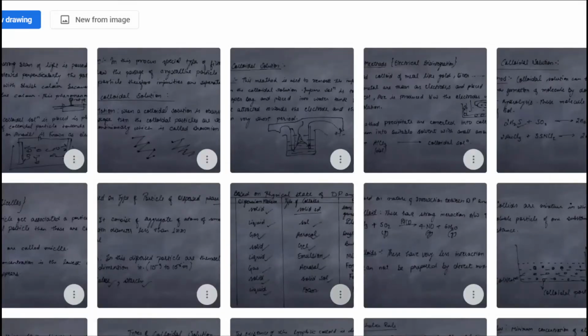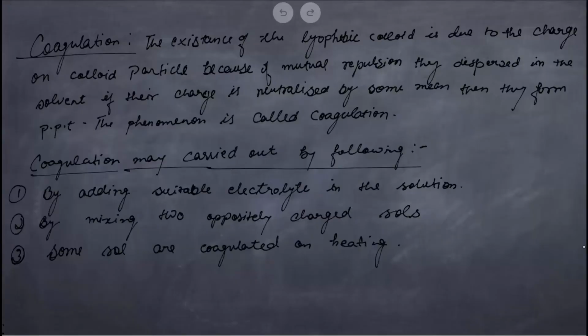Let us now talk about coagulation. The existence of lyophobic colloids is due to the charge on the colloidal particles. Because of mutual repulsion, they disperse in the solvent. If their charge is neutralized by some means, then they form a precipitate. This phenomenon is known as coagulation.